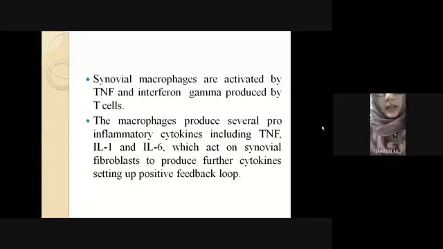Synovial macrophages are activated by the TNF and interferon gamma produced by the T cells. TNF is the tumor necrosis factor, a cell signaling protein involved in systemic inflammation, and interferon gamma is a dimerized soluble cytokine, the only member of the type 2 class of the interferons. The macrophages produce several pro-inflammatory cytokines, including TNF, IL-1, and IL-6, which act on the synovial fibroblasts to produce further cytokines, setting up a positive feedback loop.